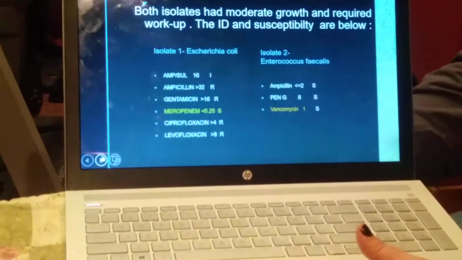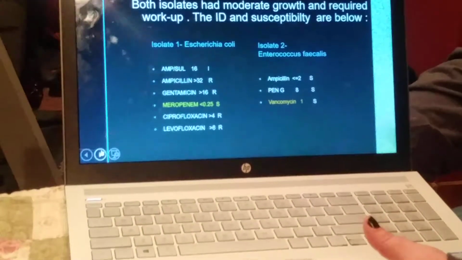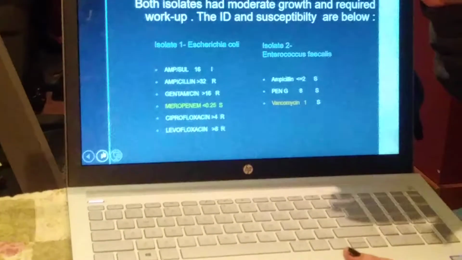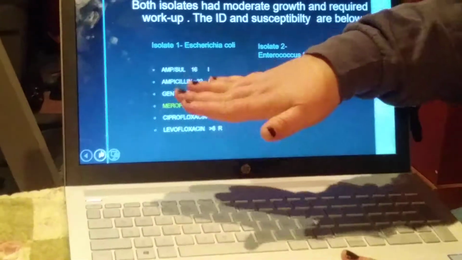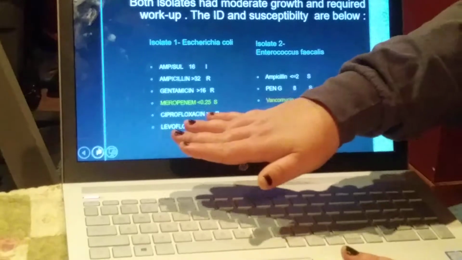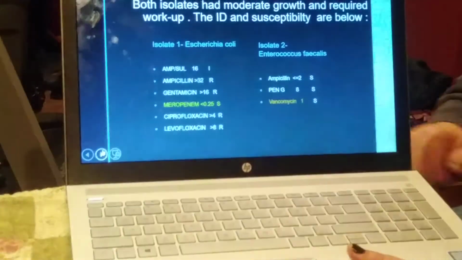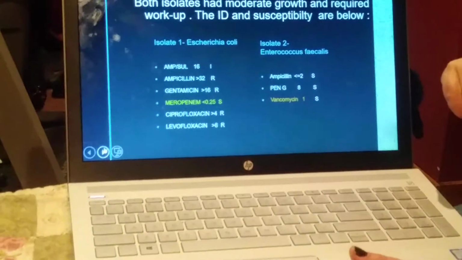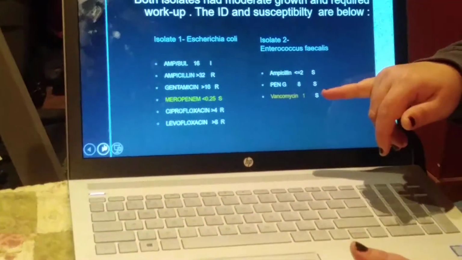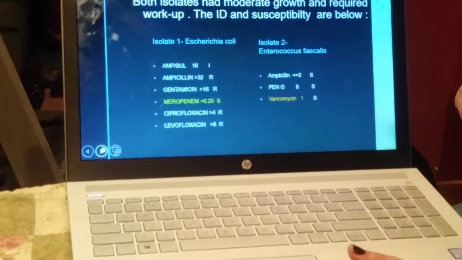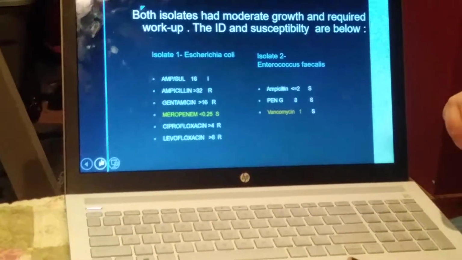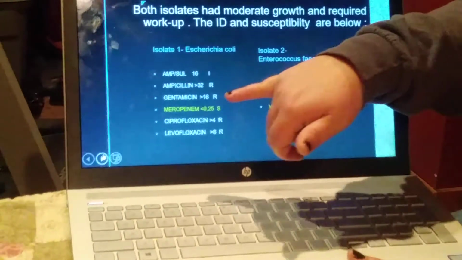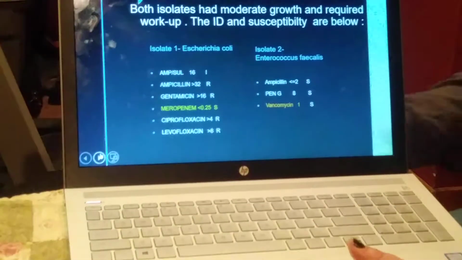So after a few days of isolation and susceptibility testing done with the disc, these are his results that come up. And of course, for E. coli, we have meropenem, which was susceptible at 0.25, and then for the Enterococcus faecalis, we did the vancomycin. We couldn't do the ampicillin because it was susceptible on the Enterococcus faecalis, but on the E. coli, it was considered resistant.